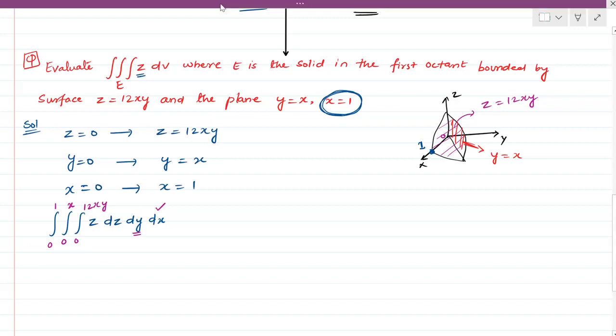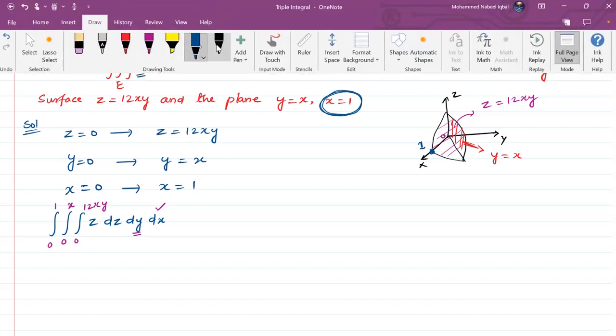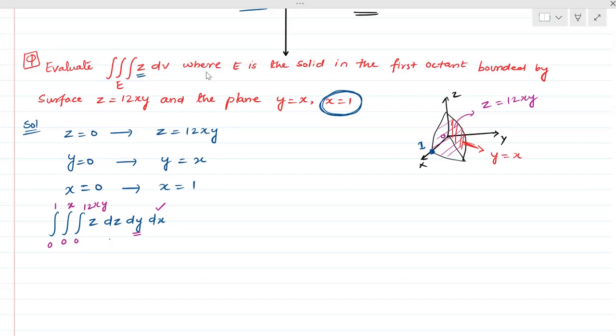Now you have to evaluate this integral. Before, the limit was given, but here the limit is not given. You have to find the limit by using the figure, and the graph will be given in the question. So how will you integrate this one?